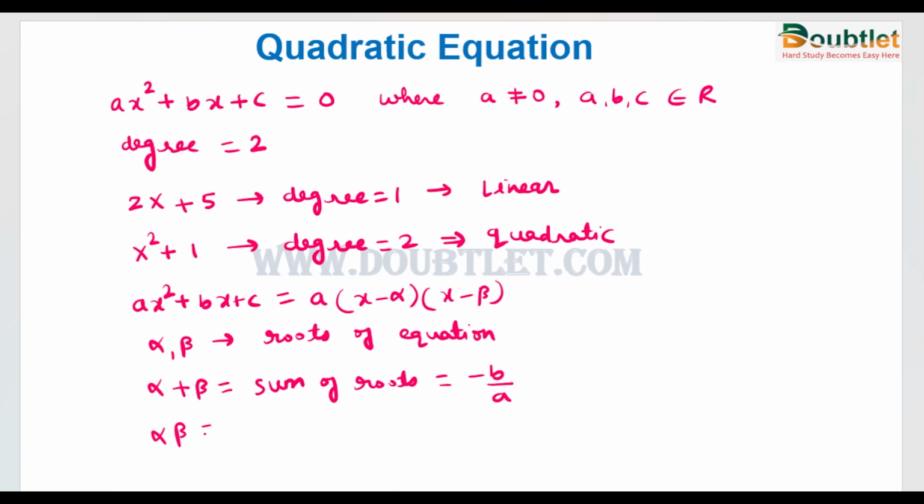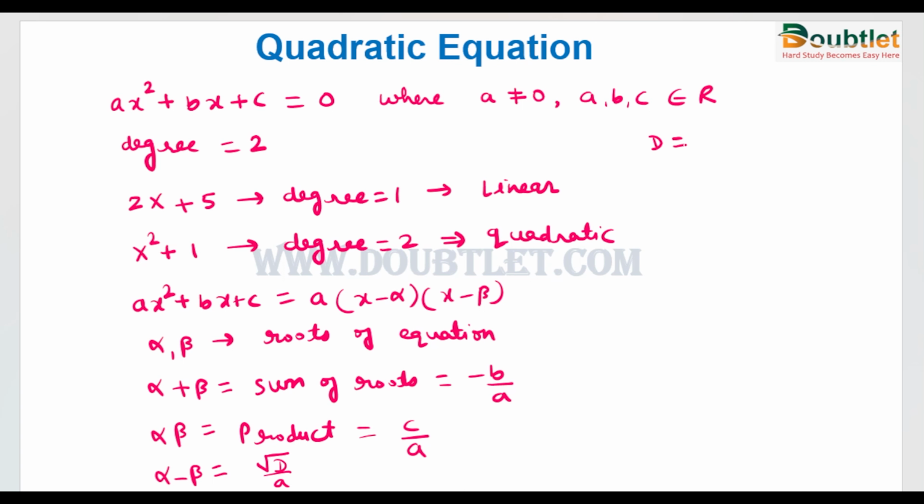Now if we need to find the product of the roots, we have to find the value of c upon a, where c is the constant term and a is the coefficient of x square. And if you want to find the difference of roots, meaning first root minus second root, then we can write this as under root of d by a, where d is the discriminant.